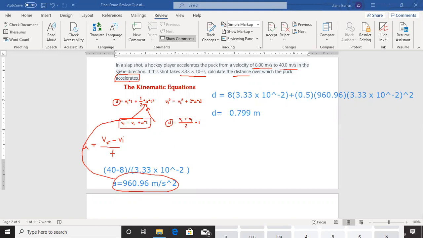Just to sum it up, we had to pick the equations that would help us get to the answer we were looking for. Once again, we had to figure out acceleration using this equation first. Then once we figured out the acceleration, we plugged it into this equation for distance. Let's keep going.